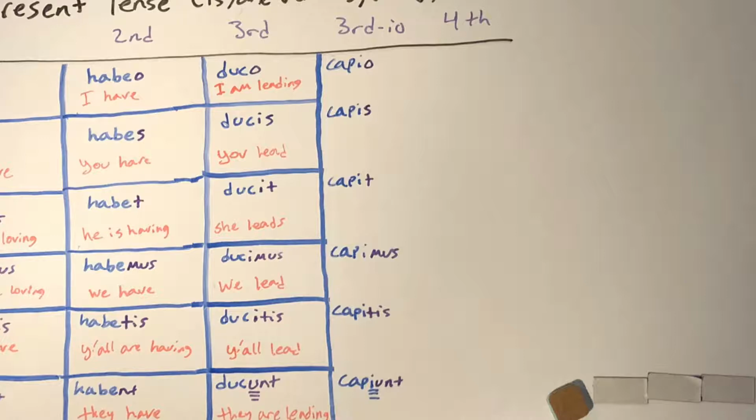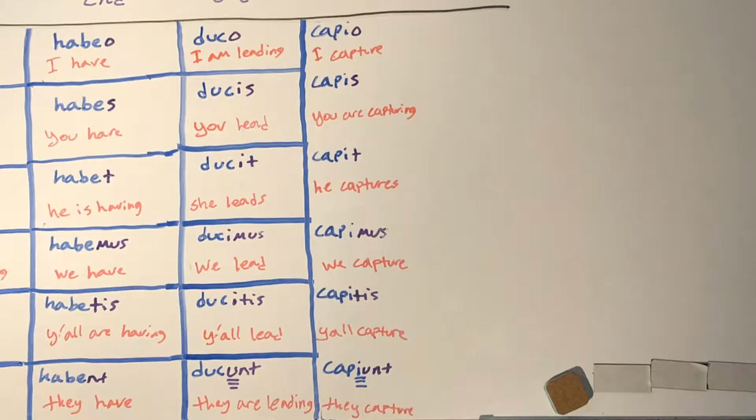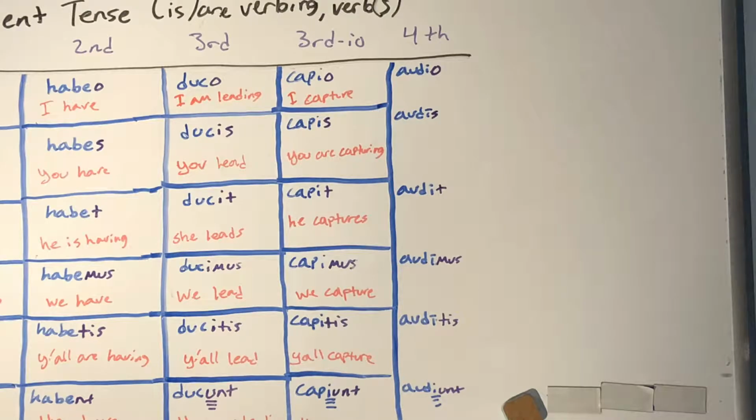As you see there, the first principal part for capio is capio, and kind of like how we saw with second conjugation, it just changes out the personal ending based on the person. Once again, when you get to the third person plural, it has that U in there, but it doesn't drop the I like in normal third conjugation. It keeps that I there, and you add the UNT to that. So it's capiunt in the third plural. Capio is translated in all of these forms as I capture, you are capturing, he captures, we capture, y'all capture, they capture. Moving into fourth conjugation.